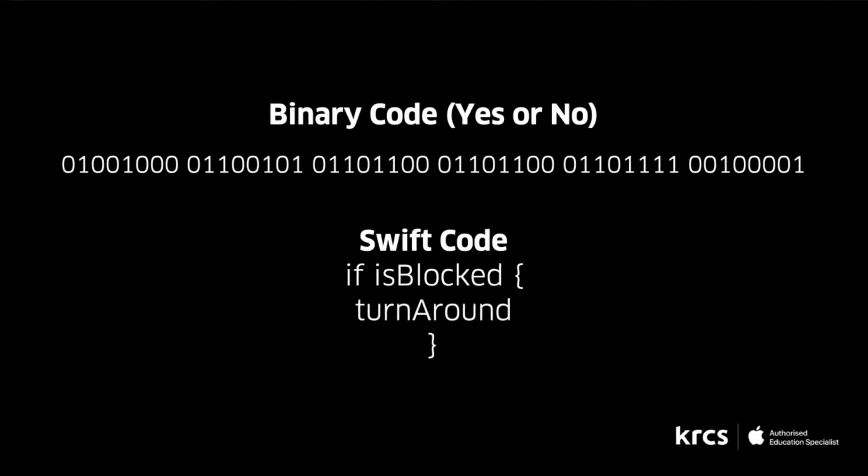So we can see a line of Swift code now. You can see this is a little bit more familiar. If is blocked, turn around. We can almost make sense of this ourselves. If I was blocked as a human, I'm in front of a wall.